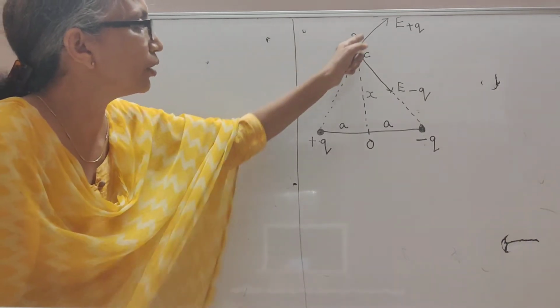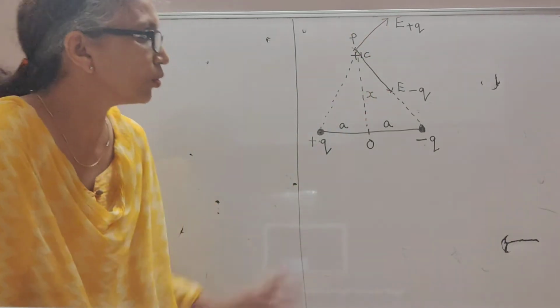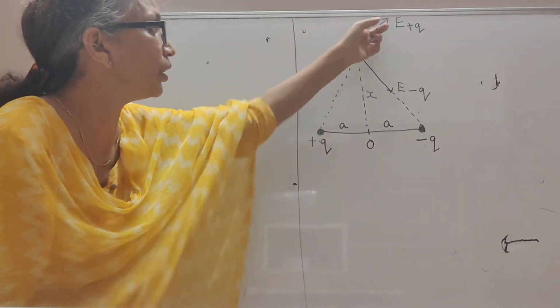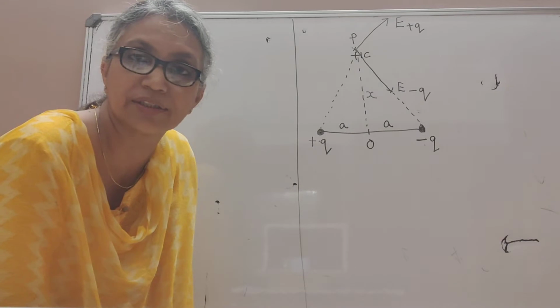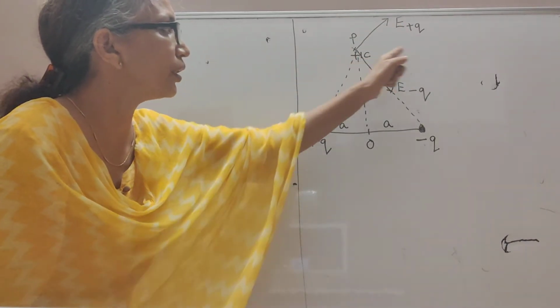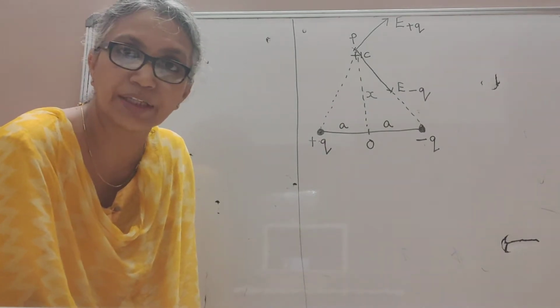But here you see, you have two vectors which are not in the same straight line. So you can add them using the parallelogram law of vector addition, where these two vectors become the adjacent sides of a parallelogram, and to complete the parallelogram, the diagonal will give you the resultant. Or there's another way of adding them.